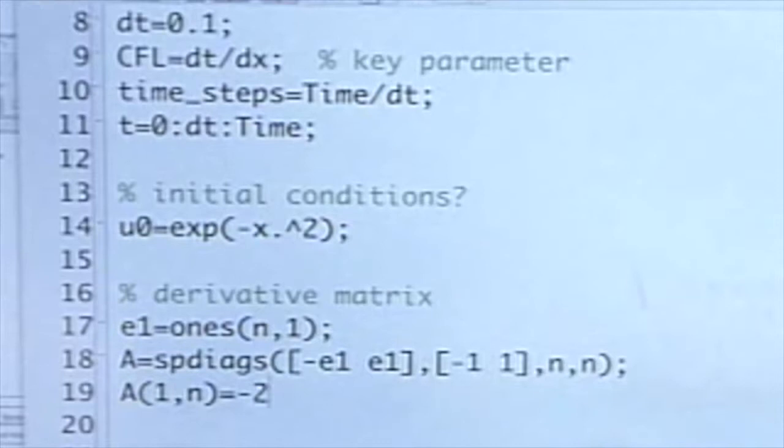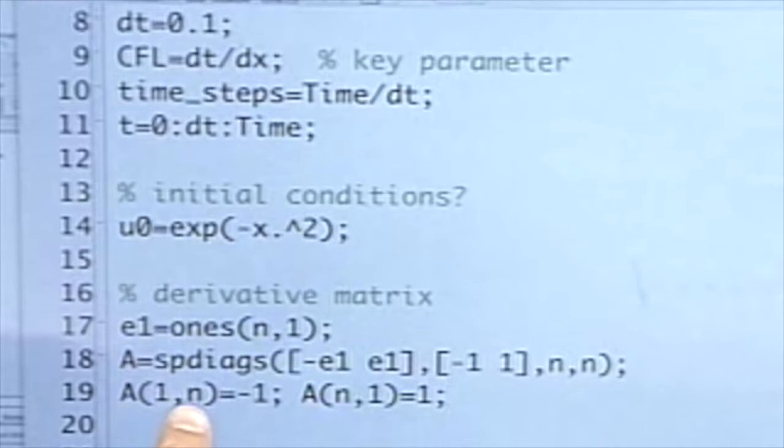Then the last thing you have to do is say, well, it's periodic boundary condition, so I have this and I have this. So at the corners, here is the first row, nth column. The negative 1 goes over in that spot. This here is the nth row, first column, and I have a 1 coming over from the 1s. That guarantees my periodic boundary conditions. That's the reason they're put in there.